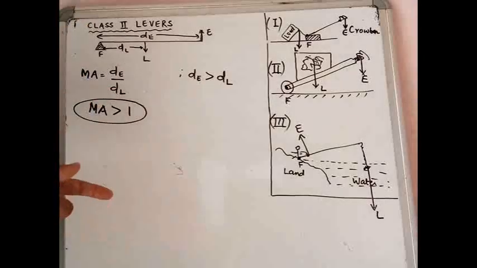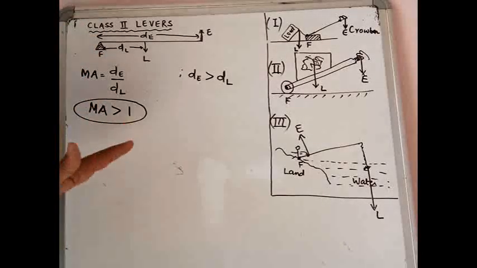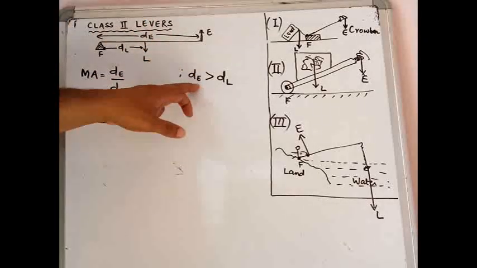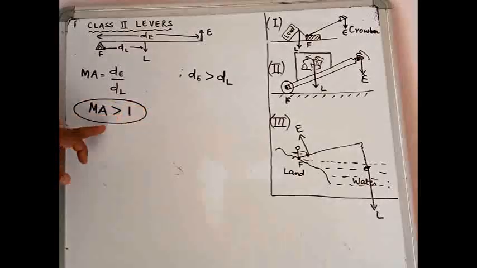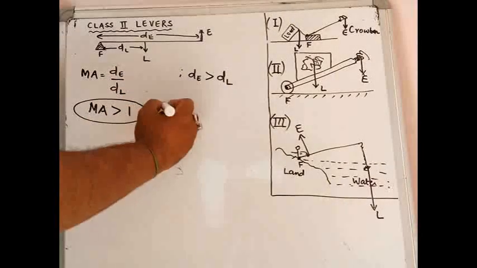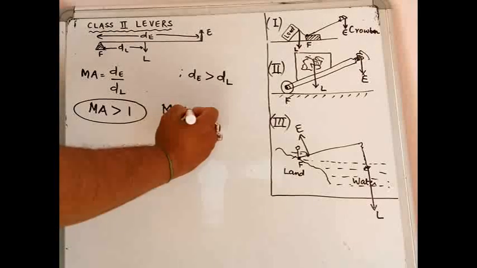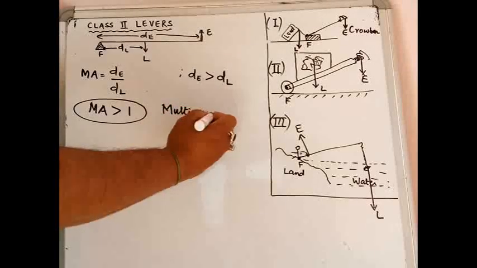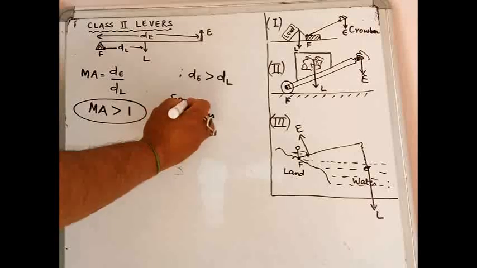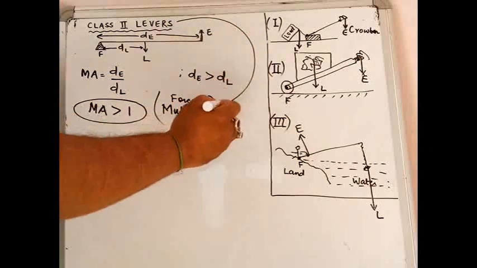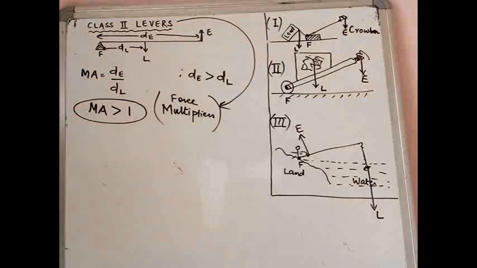So class 1 levers can act as force multipliers also, speed multipliers also. But over here, no matter what you do, you take L to left side, right side, dE is always going to be greater than dL. Therefore, MA will always be greater than 1. That means class 2 levers will always act as multipliers of force, or force multipliers. So class 2 levers are always going to act as force multipliers.